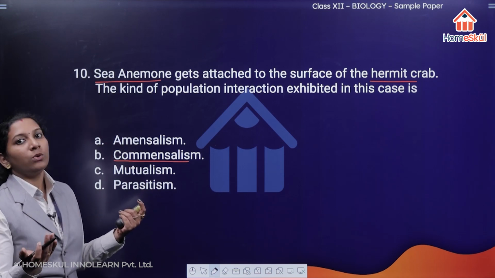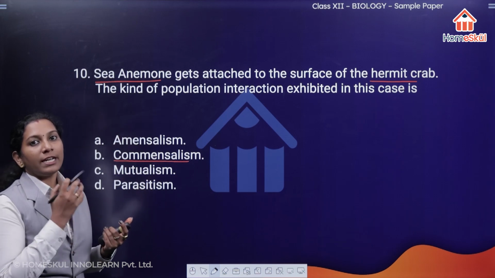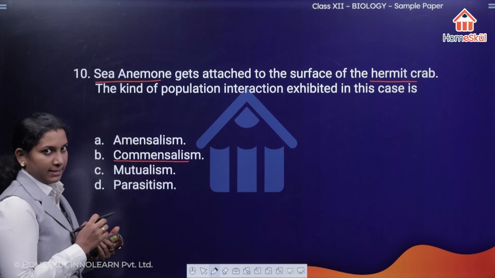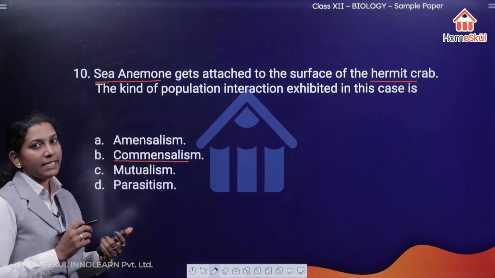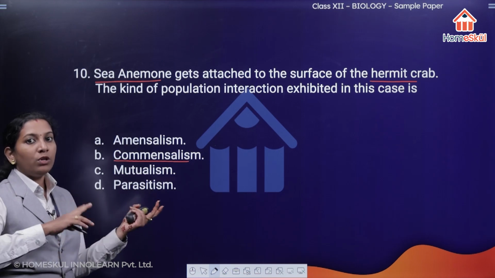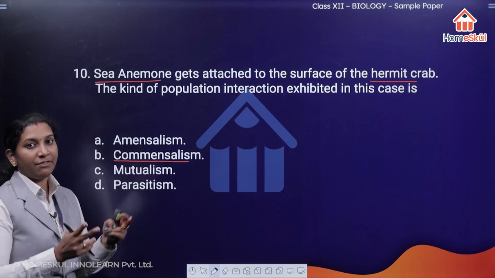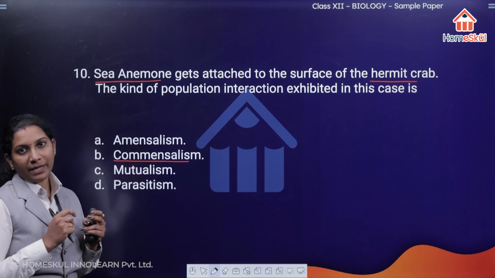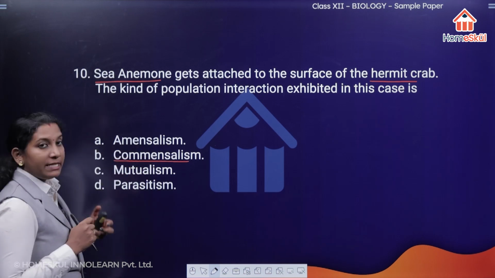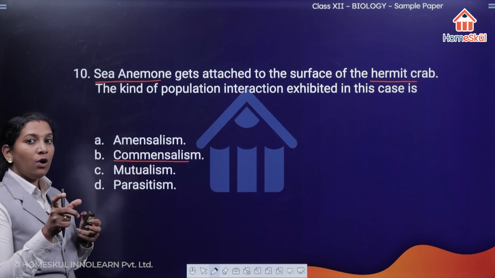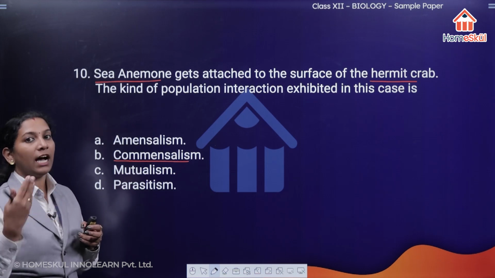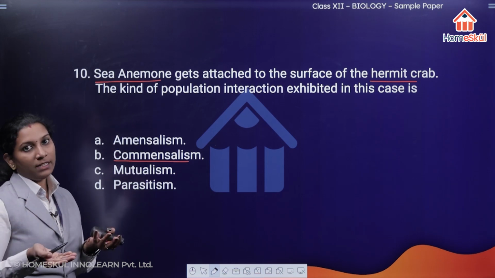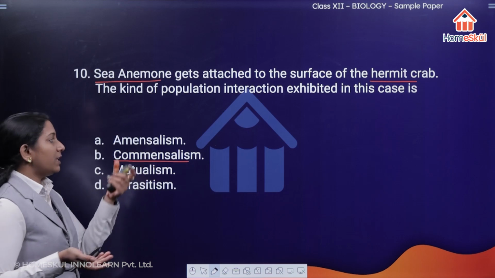In parasitism, you can see one of the organisms will be depending on a host organism. Without harming the host, it will be taking nutrition or nourishment from that host, right? That is parasitism. In mutualism, both the organisms are being benefited by means of the mutualistic relationship, right? Then in amensalism, what will happen? One of the organisms is completely harmed and the other one is neither getting harmed nor benefited. Okay, so that is amensalism.